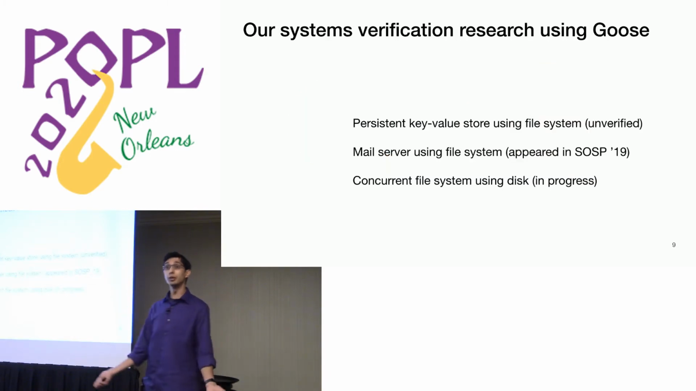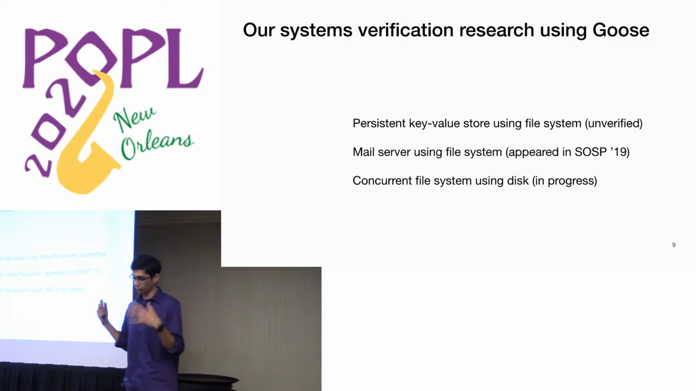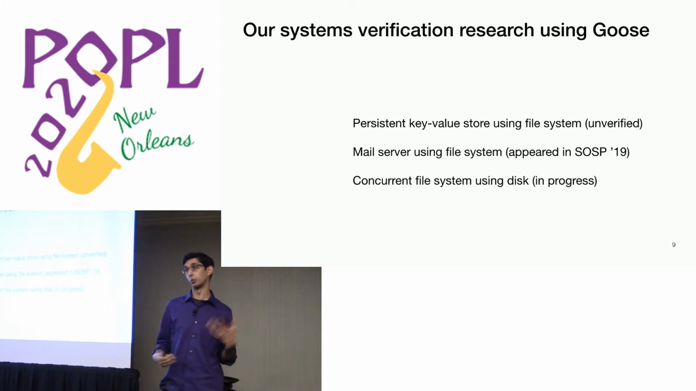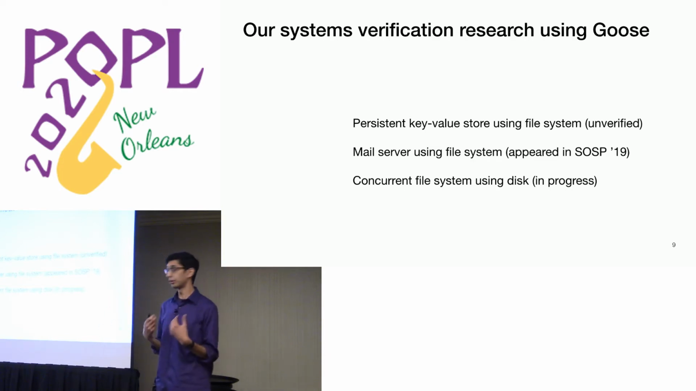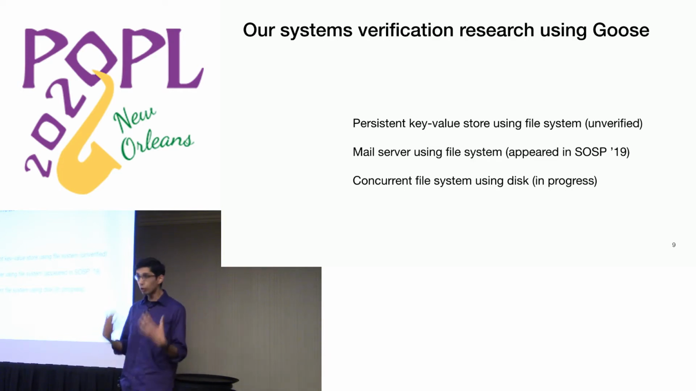Okay, so we've already been using Goose. We wrote a persistent key value store, but then this turned out to be quite hard to verify. So we did a simpler example for a paper we published at SOSP, which is a concurrent mail server. Now we're switching to something that is more realistic. It's a much larger program.